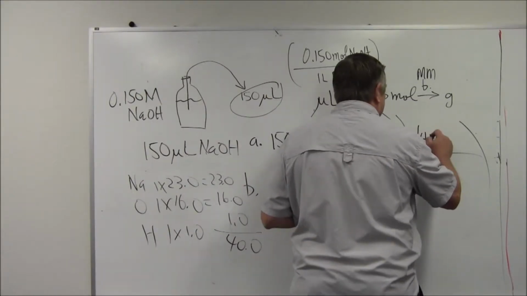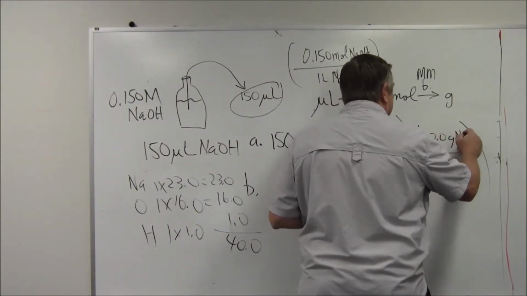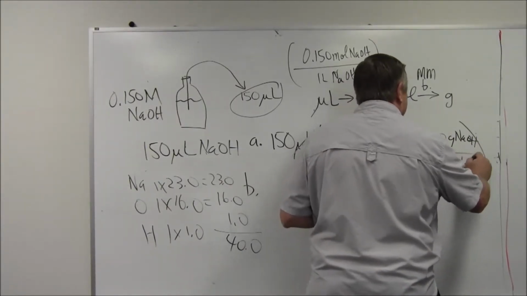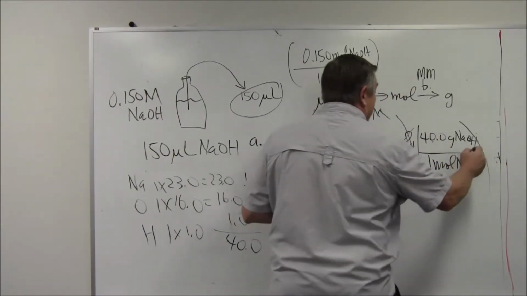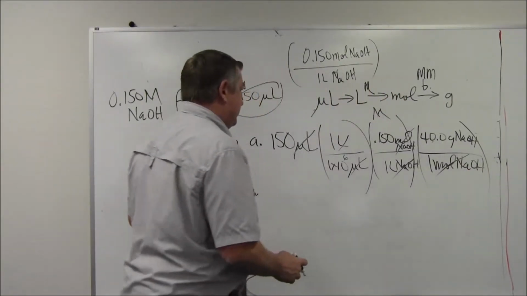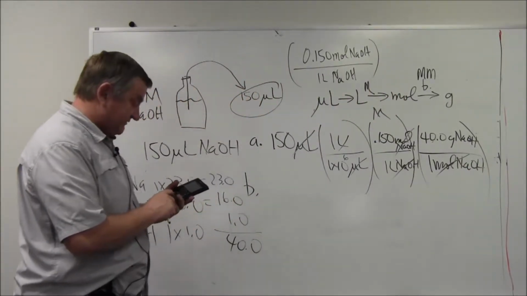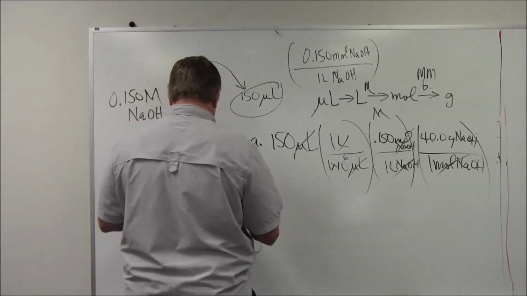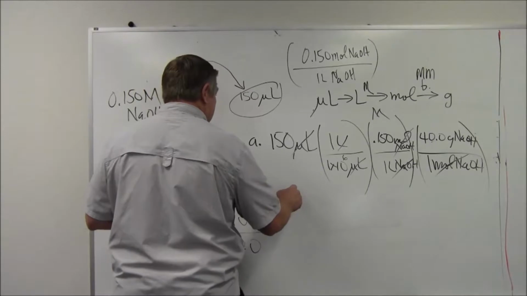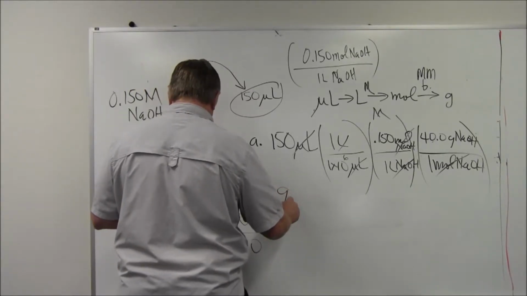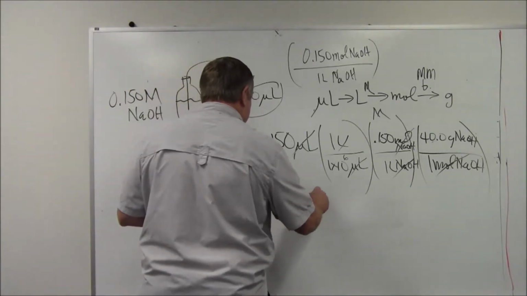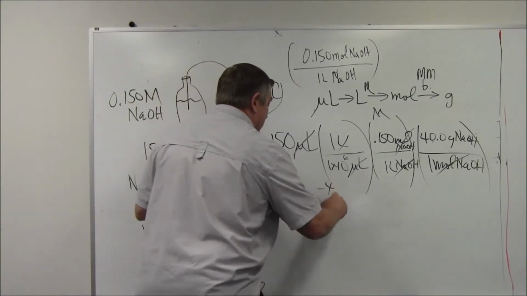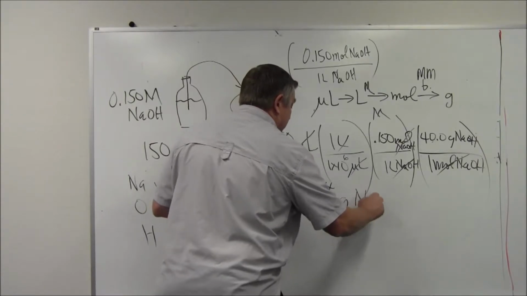So here we go, 40 grams of sodium hydroxide per 1 mole sodium hydroxide. That cancels the mole there. And we get grams of sodium hydroxide. So we take our previous answer times 40 and get 9 times 10 to the negative 4th grams of sodium hydroxide.